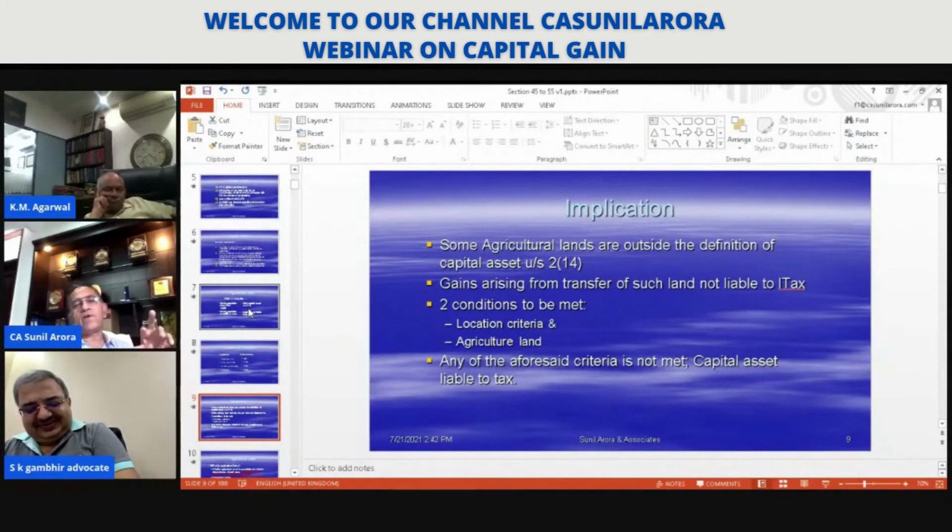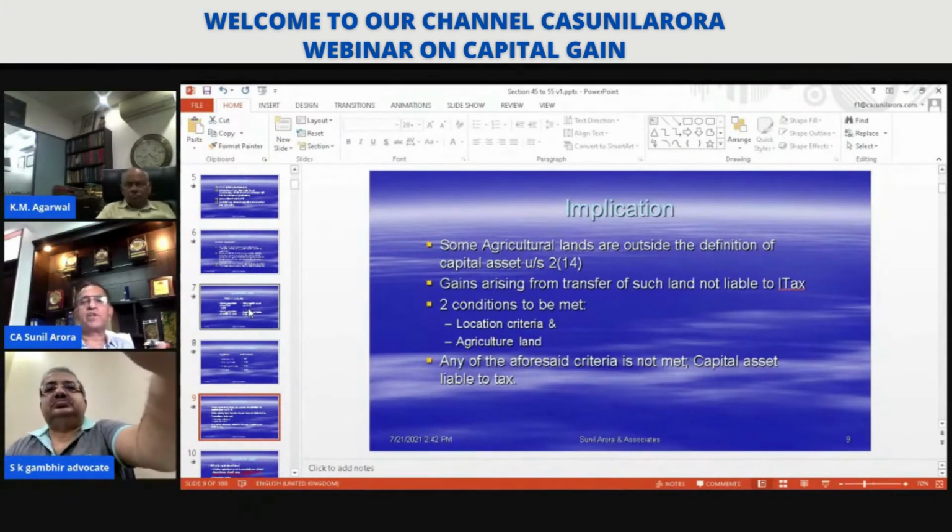Now, if any one of these two criteria is not met, then I become taxable. If I do not fulfill the location criteria, that means I am within that municipality or within the radius of that particular municipality, then I become taxable. Secondly, if the land which I'm owning is not an agricultural land, then also it would become a capital asset, and I would not get the exemption of being outside the definition of capital asset.